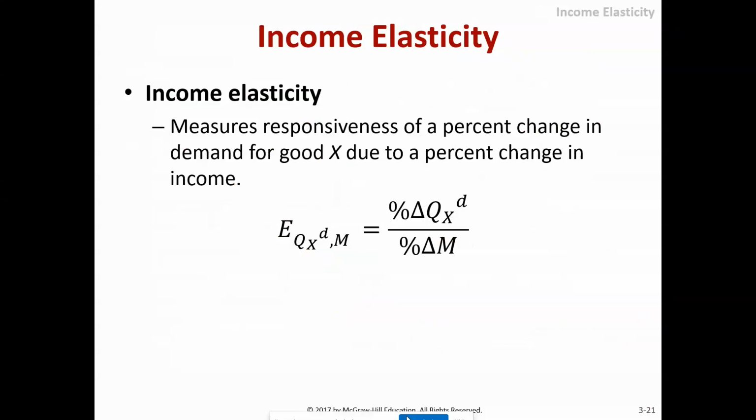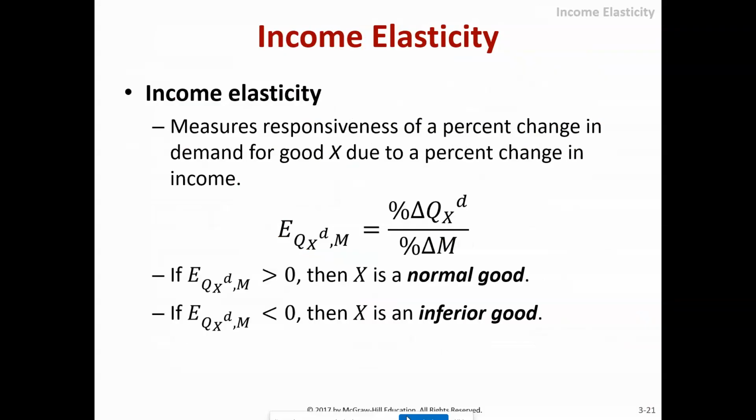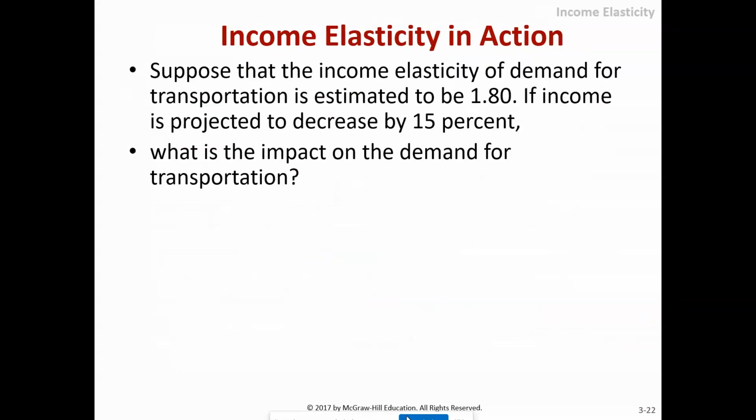Next formula is income elasticity. It measures the responsiveness of the percentage change in demand for product X due to a percentage change in income. Okay, income. If it's positive, X is a normal good. If it's negative, it's an inferior good. Then here's a practice. Pause and come back for the answer.